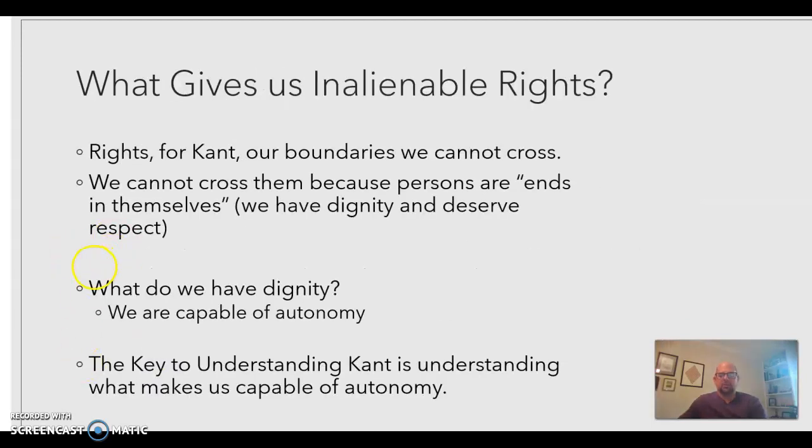Okay, I got to pick up the pace here. So why do we get inalienable rights? Well, inalienable rights, remember, are boundaries we can't cross. And Kant's going to say we're ends in themselves, ends in ourselves. So we have dignity and deserve respect. And we have dignity and deserve respect and have rights because we have autonomy.